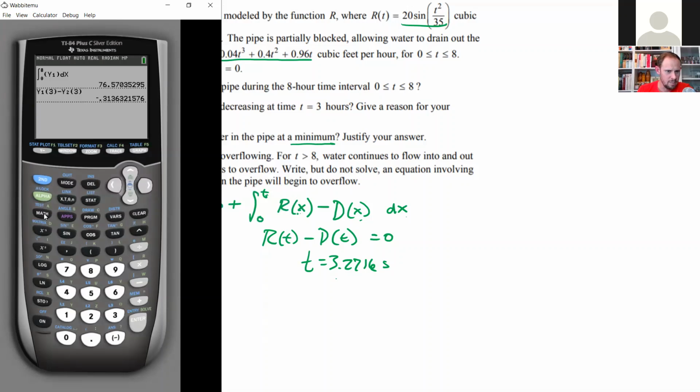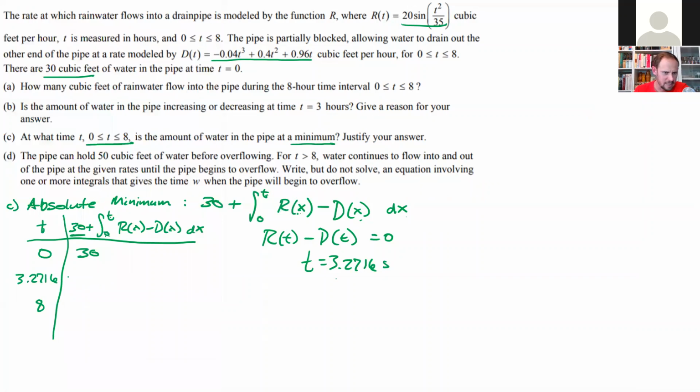So out of math 9, we're going from 0 to 3.2716 of y1 minus y2. So alpha trace, I could just press the number 2. Our variable was x. And we also have to have that plus 30, which I left out. So I'm just going to type it here at the end, plus the 30. And I get 27.96 and so on. Wait, I need 3 decimal places. This is AP Calc. 27.964. That's definitely less than 30.